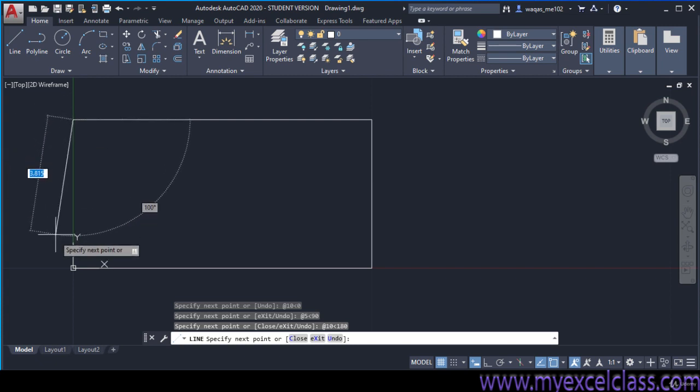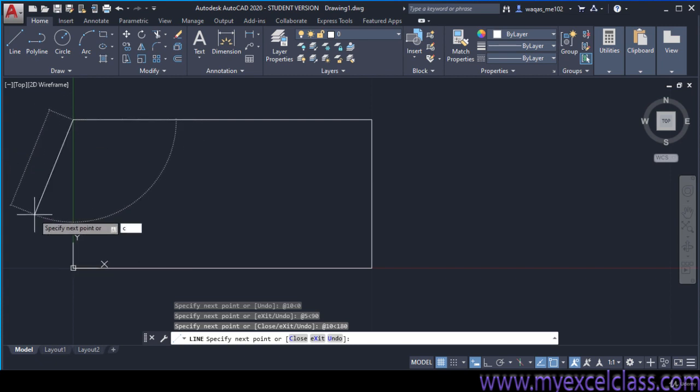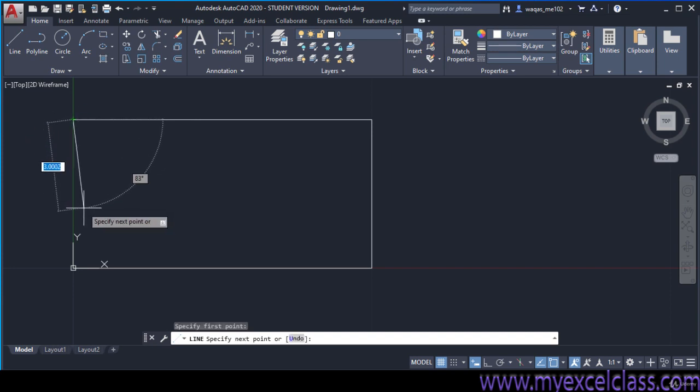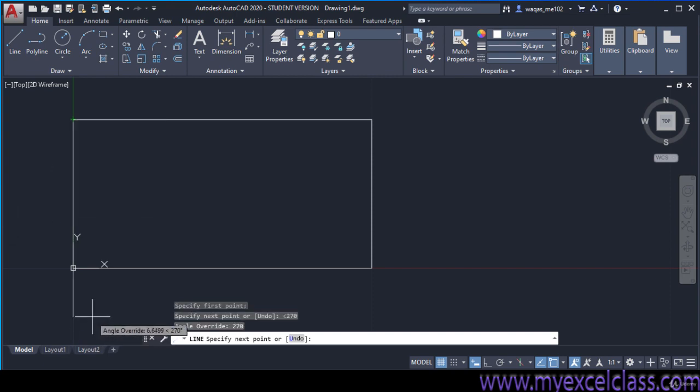And what will be the next point? That will be 0,0, or if you want to close it using polar coordinates, you can write 5 at the angle of 270. That's all.